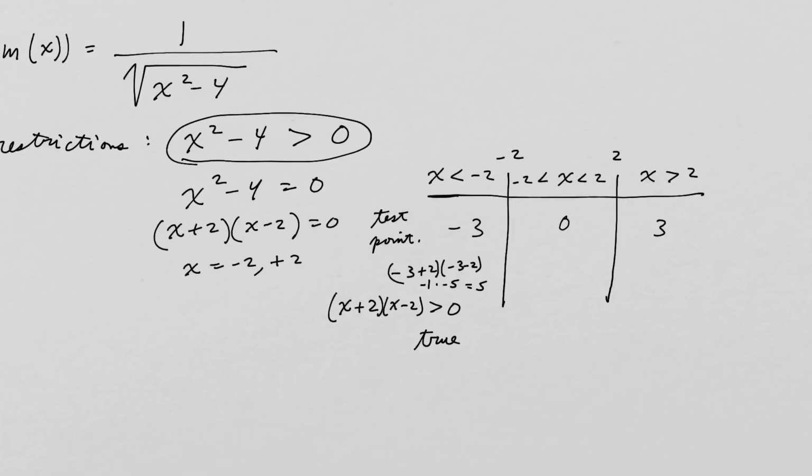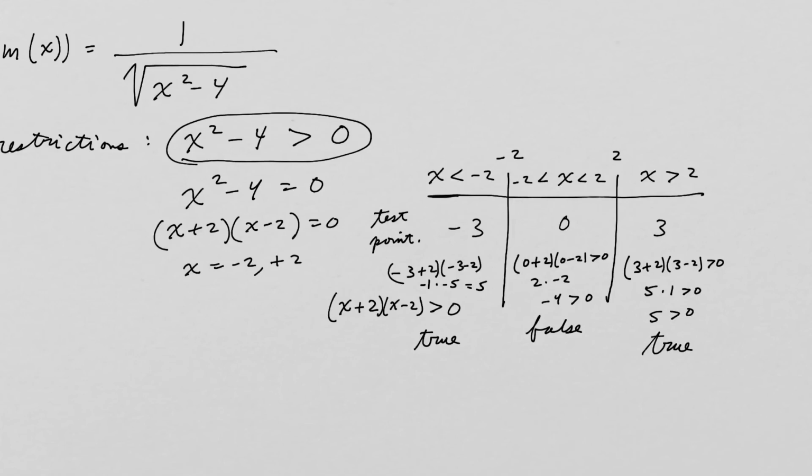Now try 0. Well, I plug in 0. I have 0 plus 2 times 0 minus 2 is greater than 0. Well, this is 2 times negative 2. That's negative 4. Is negative 4 greater than 0? No, that's false. Then I'll try 3. So I have 3 plus 2 times 3 minus 2. Is that greater than 0? Well, this is 5 times 1, which is 5. Is that greater than 0? Yep, that's true. So the interval where it's true is when x is less than negative 2 and when x is greater than positive 2.